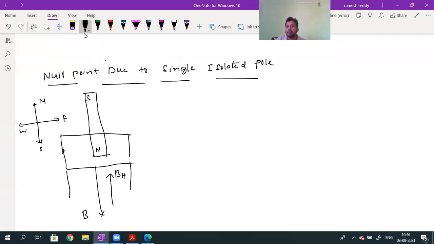Yesterday a few members had doubts regarding the null point. If you listen to today's class properly, yesterday's class will also be completely clear. Now two magnetic fields are there below the table, in opposite directions. Due to that, there is a chance that below the table we may get a null point. I am indicating the null point with N.